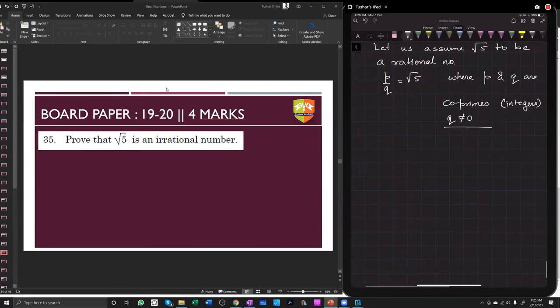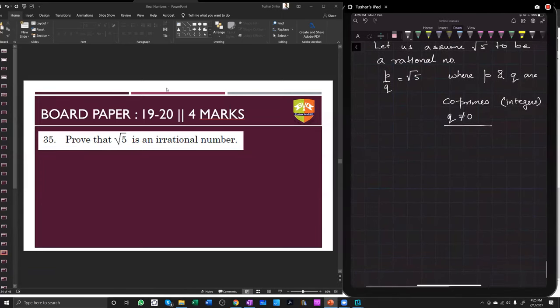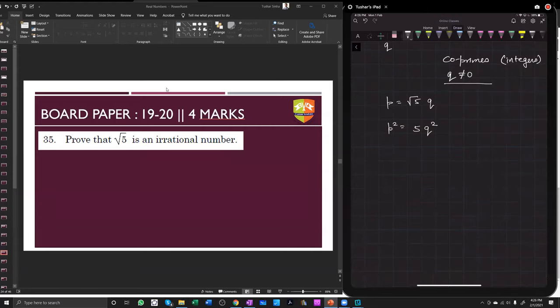Anyway, so now P by Q is root 5, where P and Q are co-prime. So what do we do now? We say that P is equal to root 5 Q. So P square will be equal to 5 Q square. That means 5 divides P square, correct? Now when 5 divides P square, then 5 divides P. You remember we proved this, that if a prime number divides A square, it divides A as well. We proved it above, isn't it?